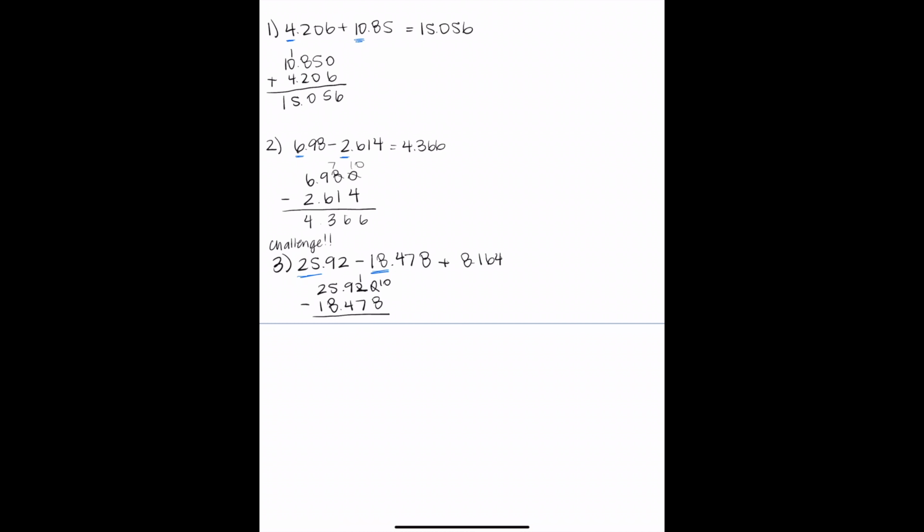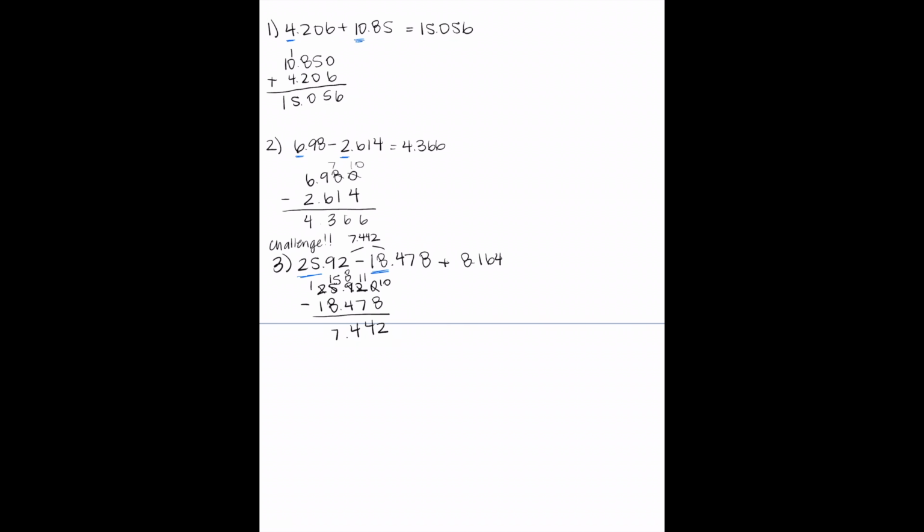10 minus 8 gives us 2. We're going to have to borrow again. We will get 11 minus 7 gives me 4. 8 minus 4 gives me 4. Then we have to borrow one more time. We will get 15 minus 8 gives me 7. And then that will be our answer for that first part. We will have 7.442. And now we will add this to the 8.164.